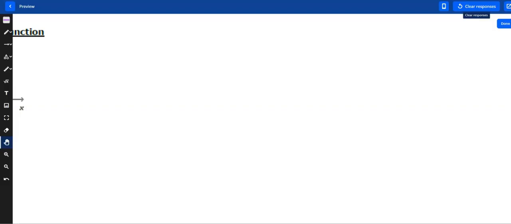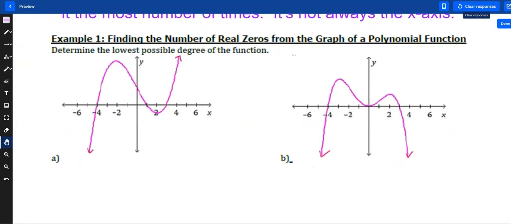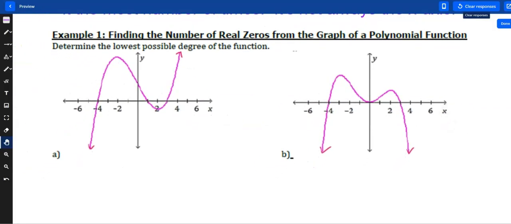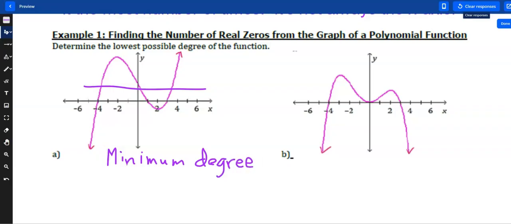So finding the number of real zeros from a graph. Okay, determine the lowest possible degree of a function. Well, in this particular case, the very first one that we've got, the x-axis works fine. So does that line right there. So the minimum degree is a third degree.